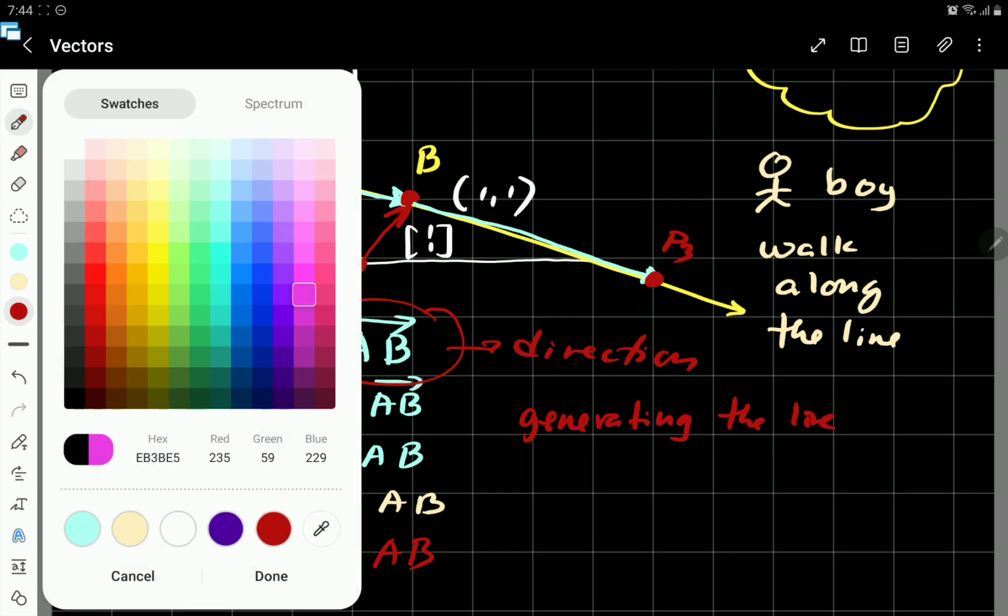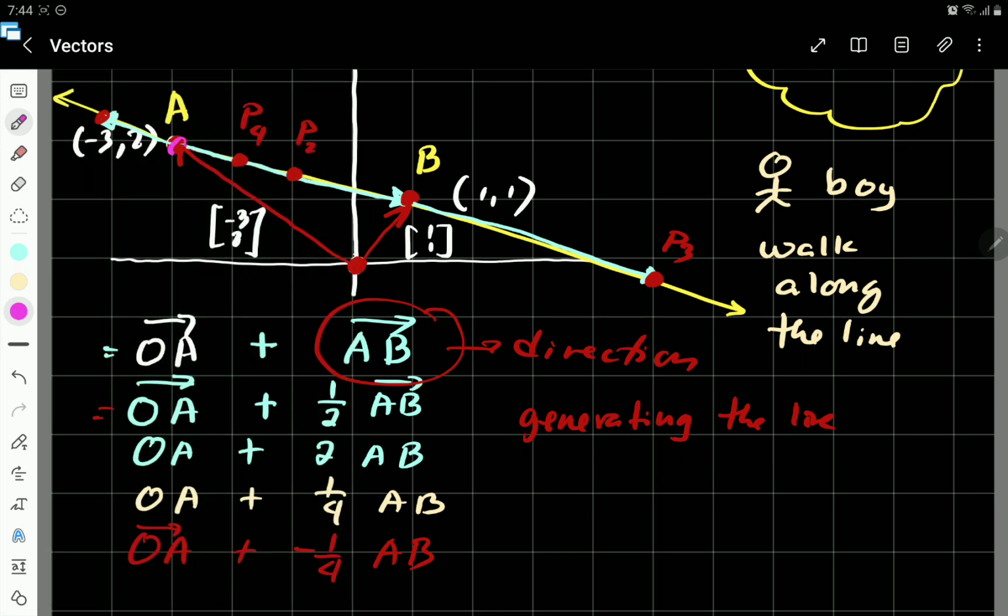Because look, if the boy starts from A, then he walks to this point B, then to point 3, then to point 2, then to point 4, then to point 5, with OA plus some number lambda times AB, the direction of AB. He can actually generate all of these points. What about if my lambda is 0.1?